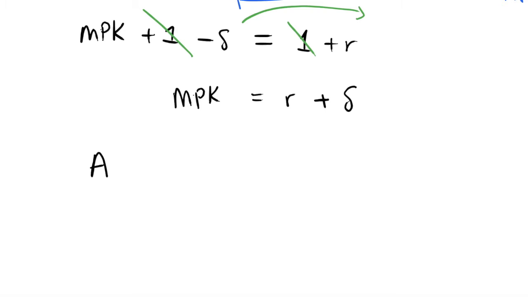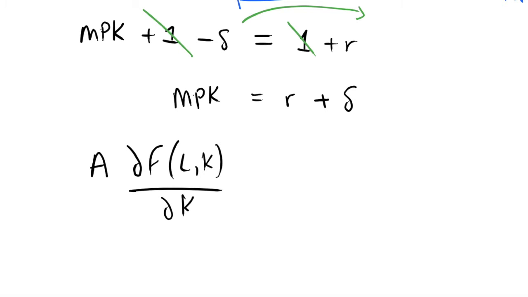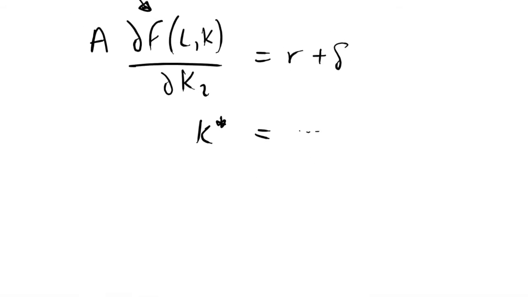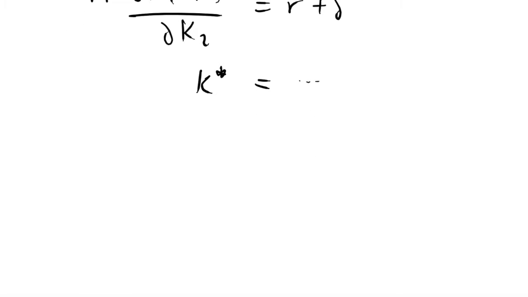It is simply A multiplied by the derivative of our function of labour and capital. And so this is a derivative, and it's equal to r plus lambda. And once we know what our production function is, we can rearrange and get k equal to something, and that k level is going to be our optimal level of capital, and that's how we solve for it. We could also instead show this graphically.